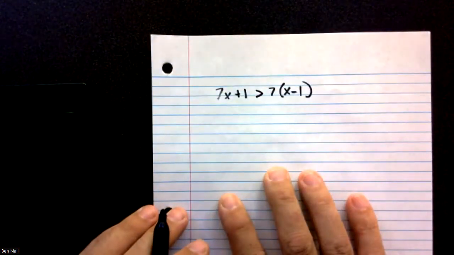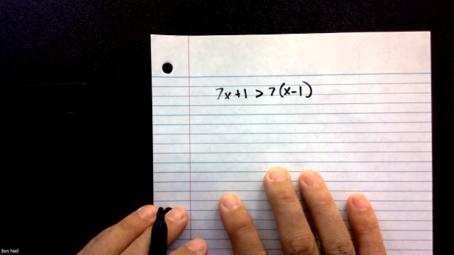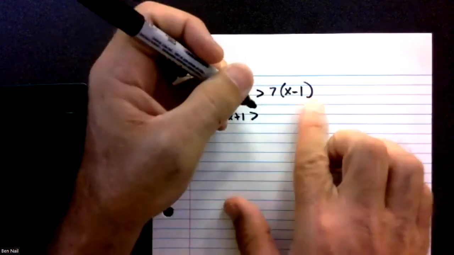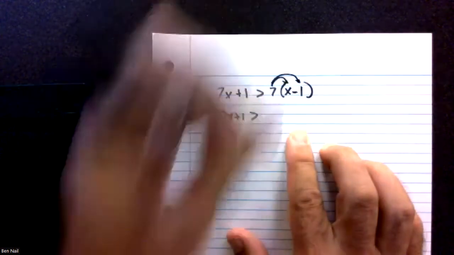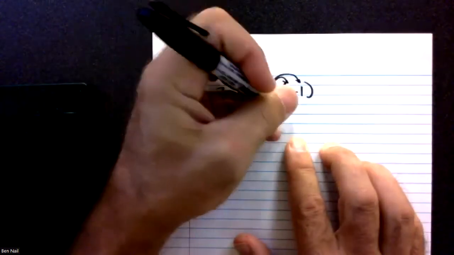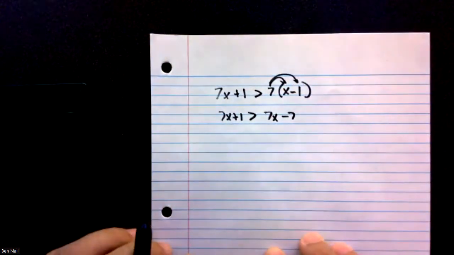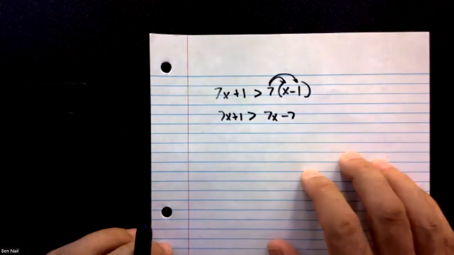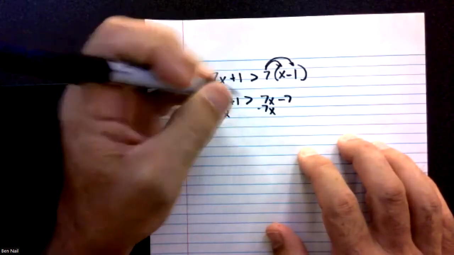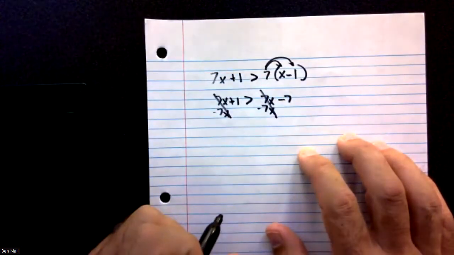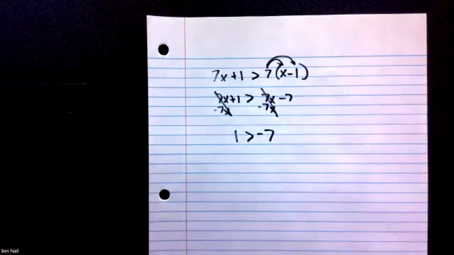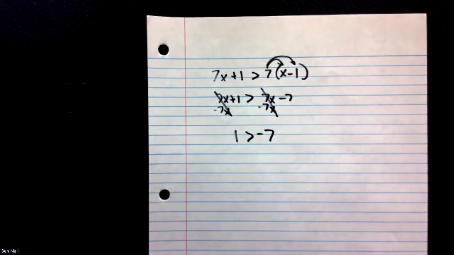All right, say we have a problem like so. Everything looks fine. To get rid of parentheses, we distribute. So again, you multiply whatever's outside to everything in. 7 times x is 7x. 7 times -1 is -7. When we go to solve, we're going to subtract 7x. But, oh no, all of our variables drop out. What I'm left with is 1 is greater than -7.